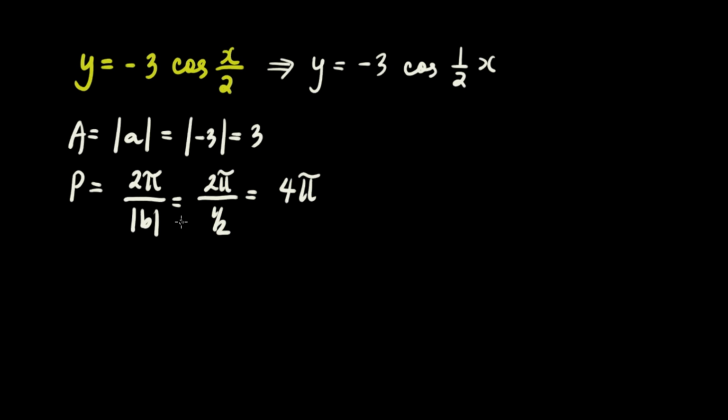Now, let's determine 5 points. From 0 to 4 pi, we have 0 to 4 pi. And the number in between 0 and 4 pi is 2 pi. Pagitan ng 0 at 2 pi, we have pi. And then 2 pi, 4 pi, we have 3 pi. So ito yung 5 points na gagamitin natin for the graph of, actually, one cycle lang ng function na to.